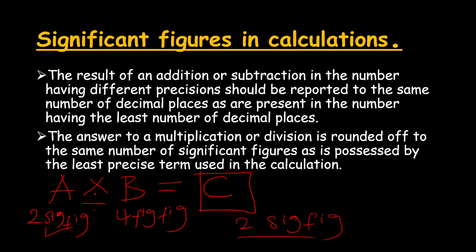Notice the difference. If we are dealing with multiplication and division, we look at the least number of significant figures between the two numbers we are performing calculations on. But if we talk about addition and subtraction, we deal with the decimal places between those two numbers, and which one has the least number of decimal places. So this is the difference.